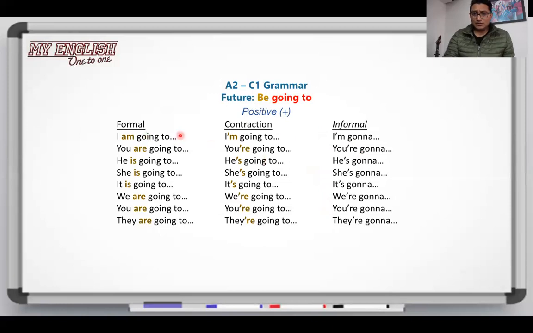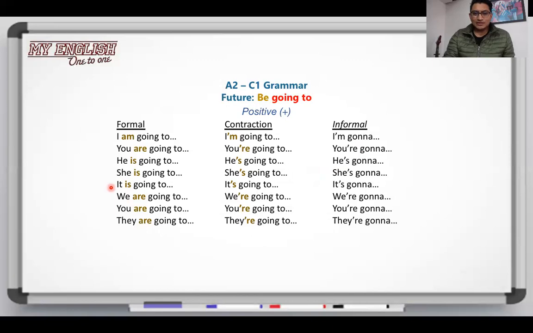Let's do an example with all three forms here. For example, I am going to eat. I'm going to eat. I'm gonna eat. You are going to go. You're going to go. You're gonna go. Let's say this one: he is going to jump. He's going to jump. He's gonna jump. She is going to learn. She's going to learn. She's gonna learn.